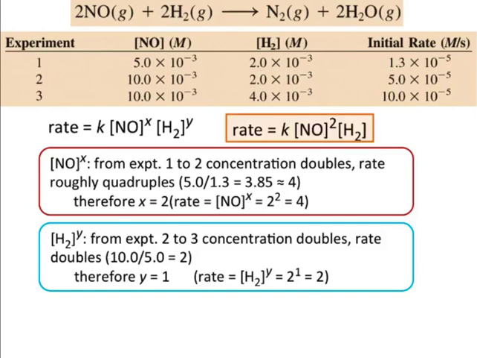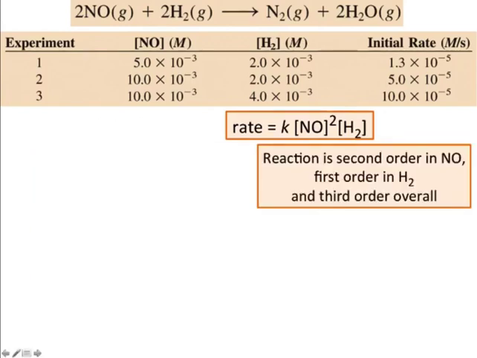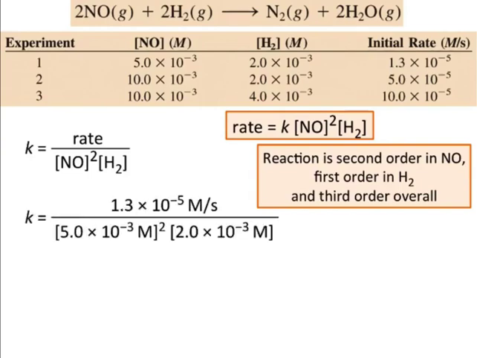So we have this: the rate is equal to K times the concentration of nitric oxide squared times the concentration of hydrogen. If anyone asks you for the rate law expression for a certain reaction, it's this thing here. Now we can figure out what K is. We're second order in nitric oxide, first order in hydrogen, and third order overall. You just take the rate law, solve it for K, and plug numbers in. You can do this with any of these 3 experiments. It doesn't matter which one.